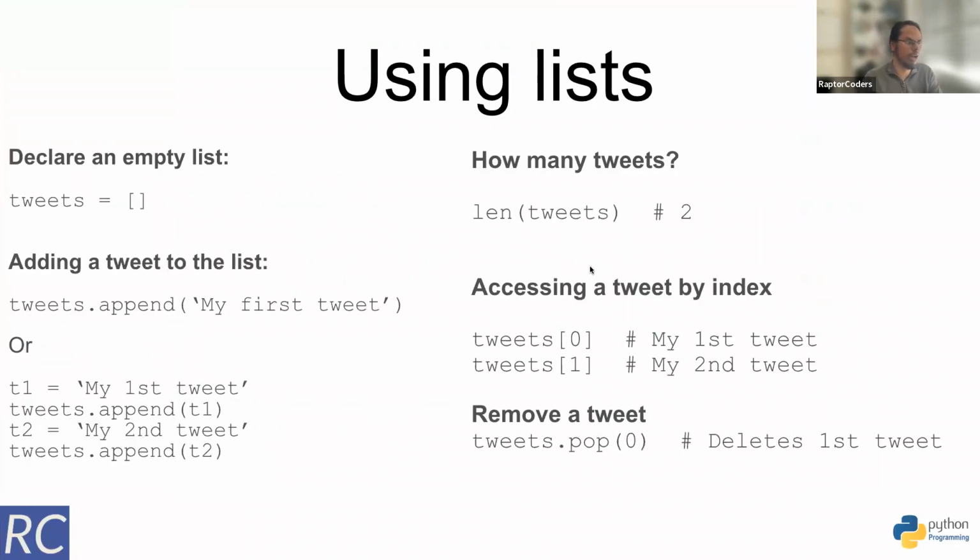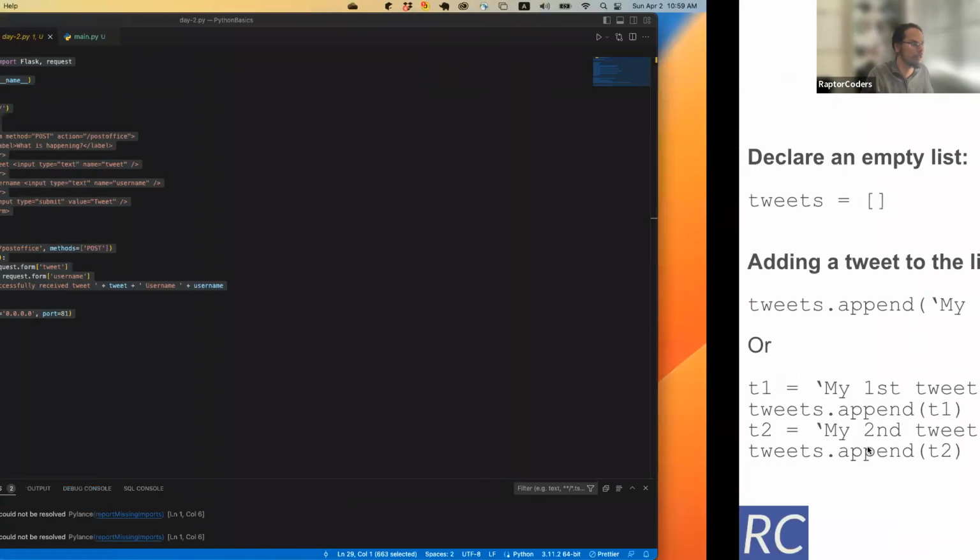So we know how to add an item. We know how to check the length of it. We can access a specific item in the list. Can we remove an item from the list? And that's easy. That's actually just calling a function, tweets.pop, and you just provide the index of it. It deletes the item. So when I say tweets.pop 0, it deletes the first item. So let's go ahead and delete an item and see how it works.